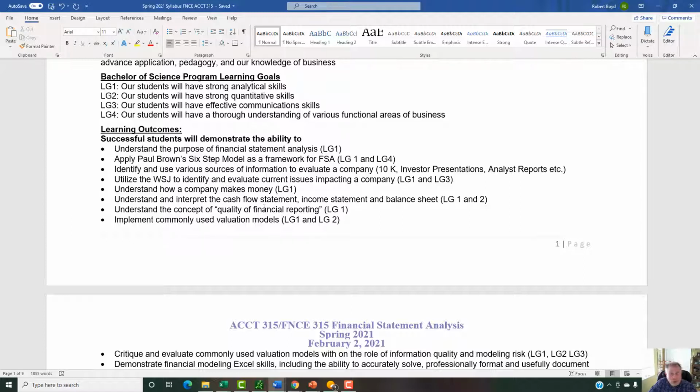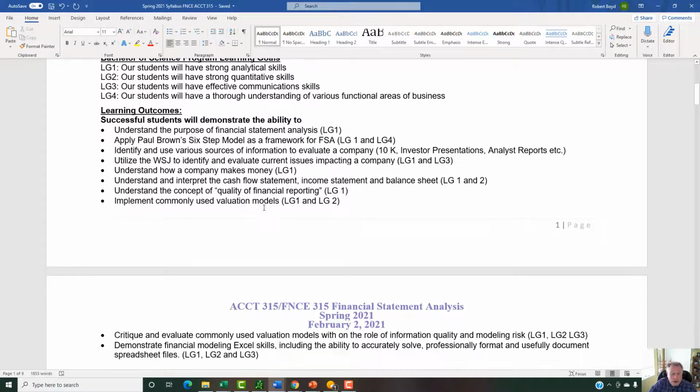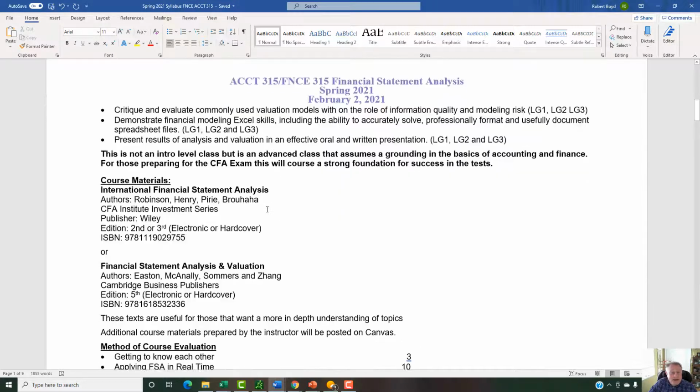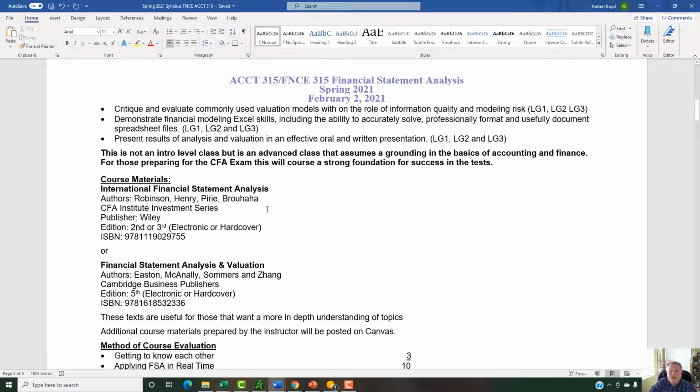Understand the concept of quality of financial reporting, and implement commonly used valuation models. That'll build your Excel skills. And then how do you present your analysis and valuation, both orally and in writing? I do say this is not an entry-level class; it assumes that you have a basic grounding in accounting and finance. For those preparing for the CFA exam and the CPA exam, this course will give you a strong foundation for success in those tests.